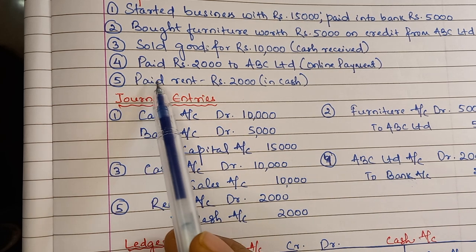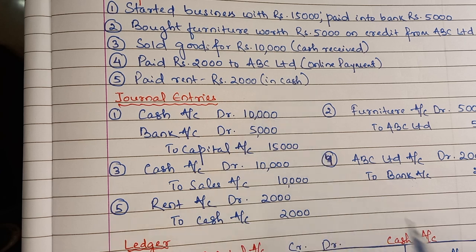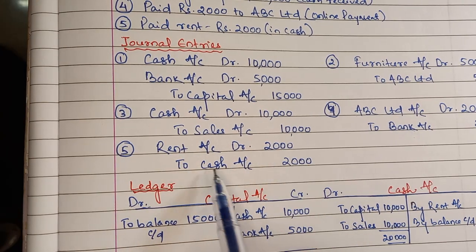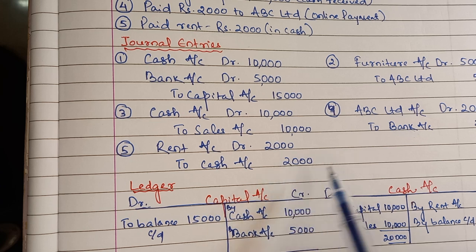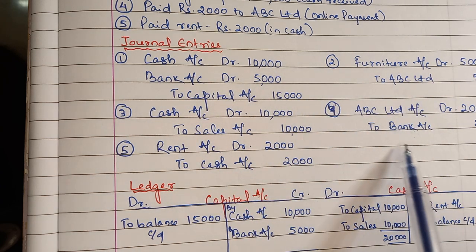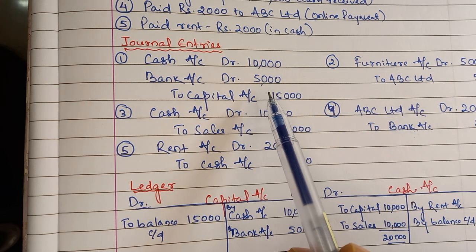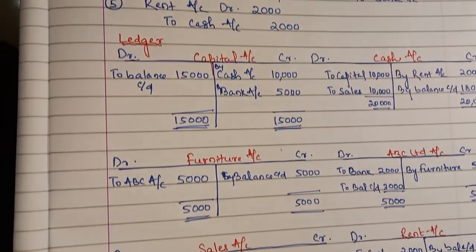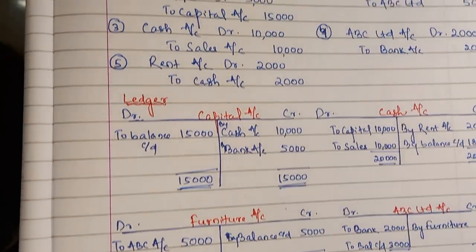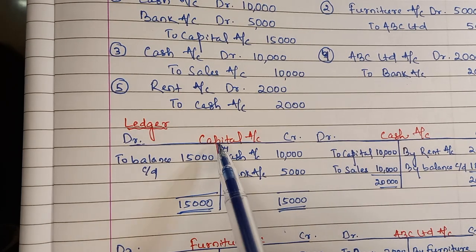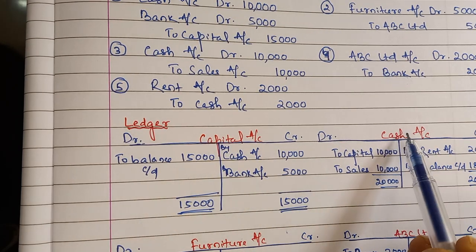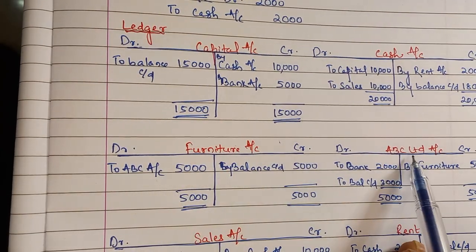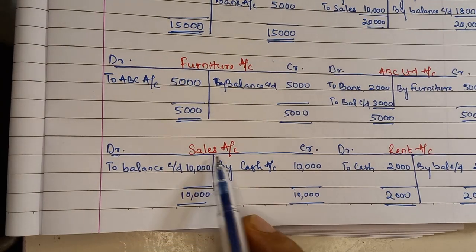And the last transaction is paid rent rupees 2,000 in cash, and rent is always an expense, right? So rent is debited with 2,000 to cash 2,000. Okay, so now these are the business transactions recorded in the journal entry. Now we have to do the grouping which is called the ledger, correct? So let's see how the ledger is prepared. Now if you see the ledger here, I have created for capital, I have created for cash account. These are the accounts: furniture, ABC Limited, sales, and rent.